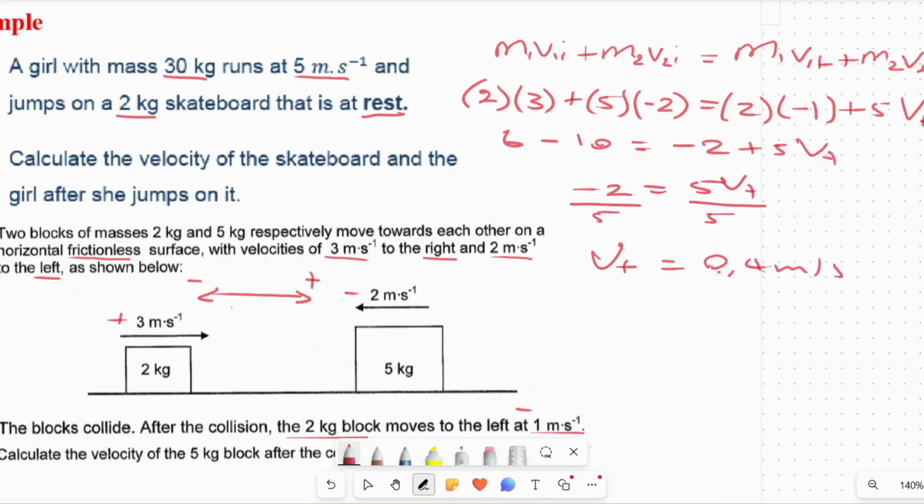meters per second. But remember now it's going to be negative. So when it's negative, what does that mean? It means that therefore this is going to be 0.4 meters per second to the left, because our negative means left direction. So that is what it's going to mean.